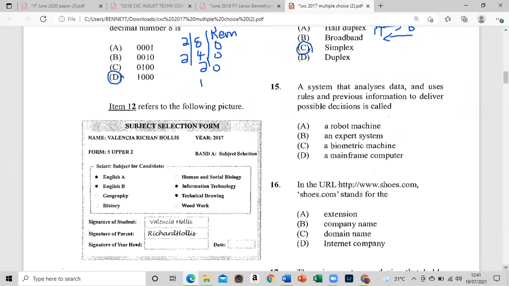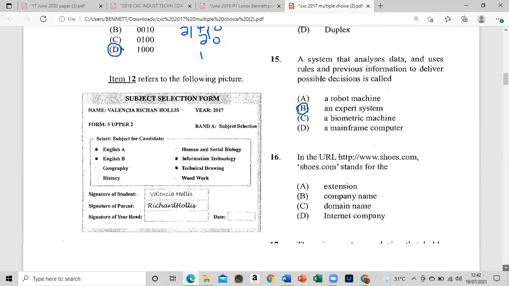All right, number 15. A system that analyzes data and uses rules and previous information to deliver possible decisions is called, is it A, a robot machine? Is it B, an expert system? Is it C, a biometric machine? Or is it D, a mainframe computer? And we should know, expert. It's an expert system. Biometric is something like a fingerprint, right? I don't know what a mainframe is inside though.